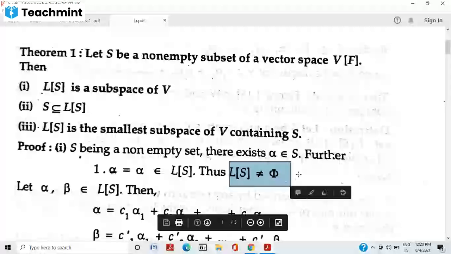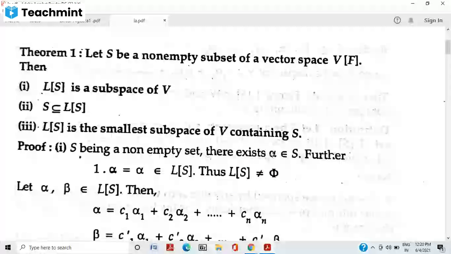Got the idea? First we have taken alpha belongs to S. Alpha belongs to S means alpha can be written as 1 into alpha. Then 1 into alpha means it has become a linear combination. Then it belongs to L of S. Then L of S is non-empty.